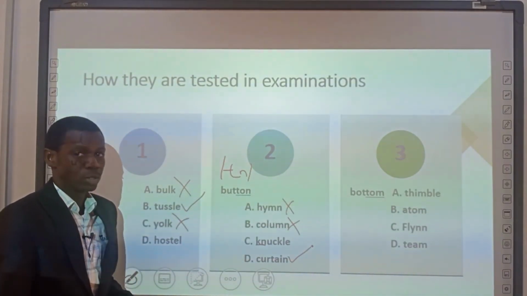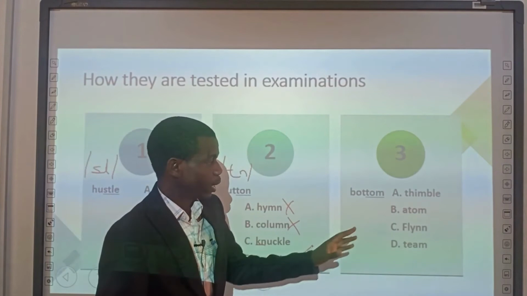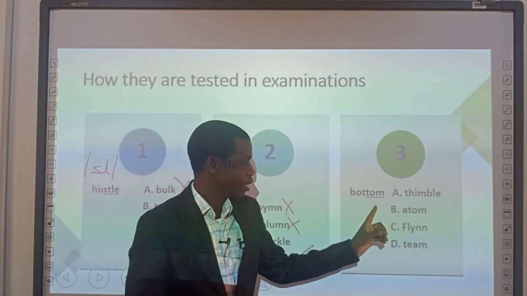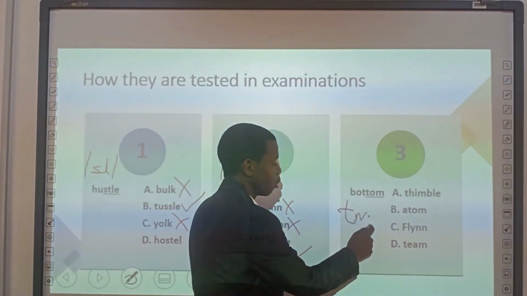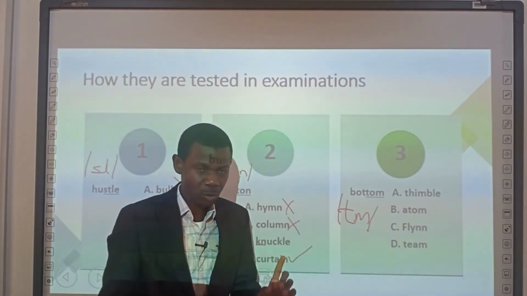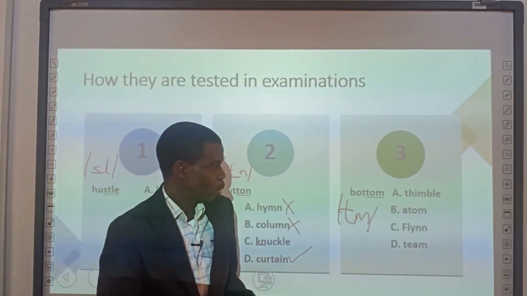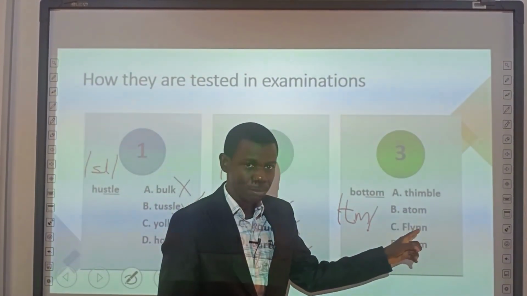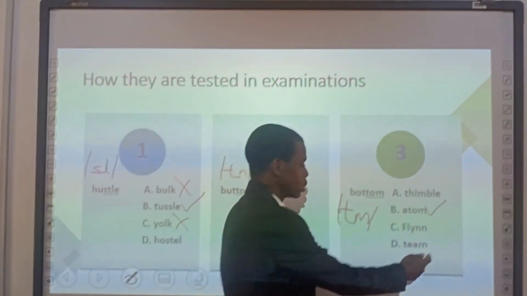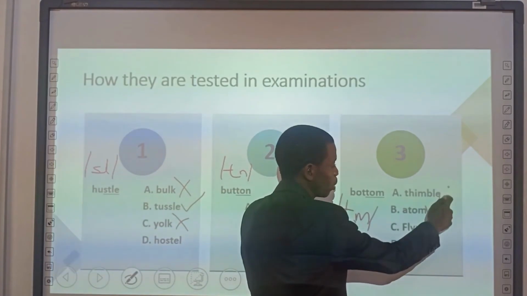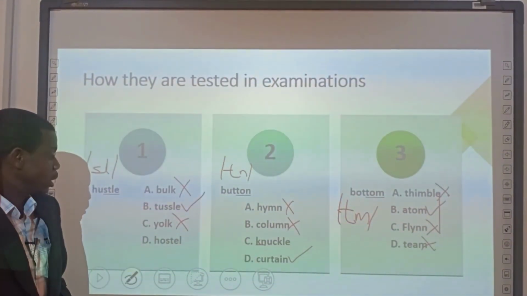Now finally, let's move on to this one on this slide. Button. Now, thimble has the sound M. However, it does not have it in the same clustering form as we have it here. So don't be confused, that is not the answer. These are the things the examiners just put as bait to catch you. Now we have atom here. Of course, this becomes the correct answer. Flynn, of course, no. Team, of course, no. So we say no to all these, and this is the correct option here. I believe you've gotten that perfectly.